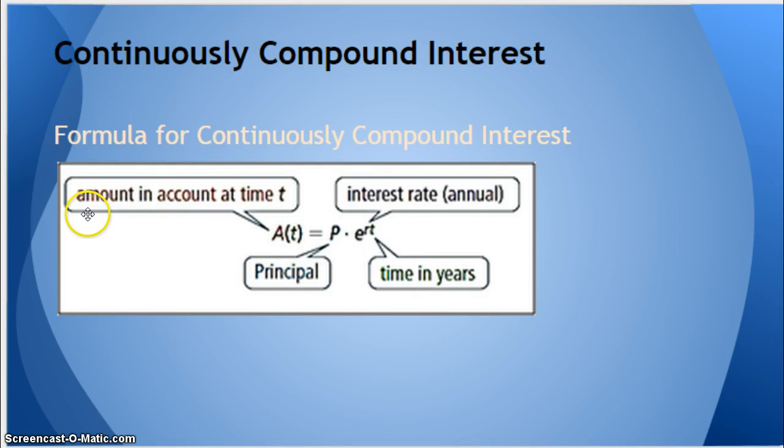A means the amount in the account at time t. P means the principal. Principal is just a fancy name for the initial money, the money that you deposit in the beginning. R is the interest rate, and t is the time in years. So A equals P times e to the rt. Be careful: r times t is the exponent. It's not P times e times r times t, it's e to the power of rt.